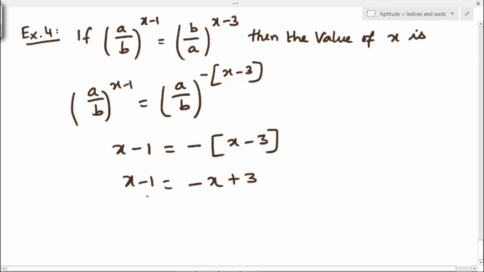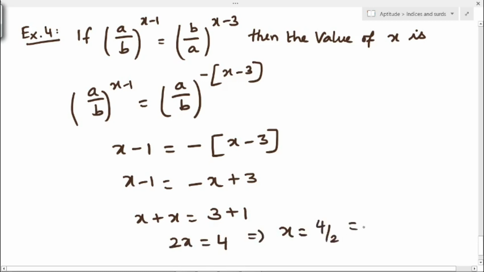Now we are taking this minus x to the other side, so it will become x plus x equal to 3, and taking this minus 1 to the other side, it will become plus 1. So x plus x, that is 2x, equals 4, so x equals 4 divided by 2, that is nothing but 2. So the value of x is 2.